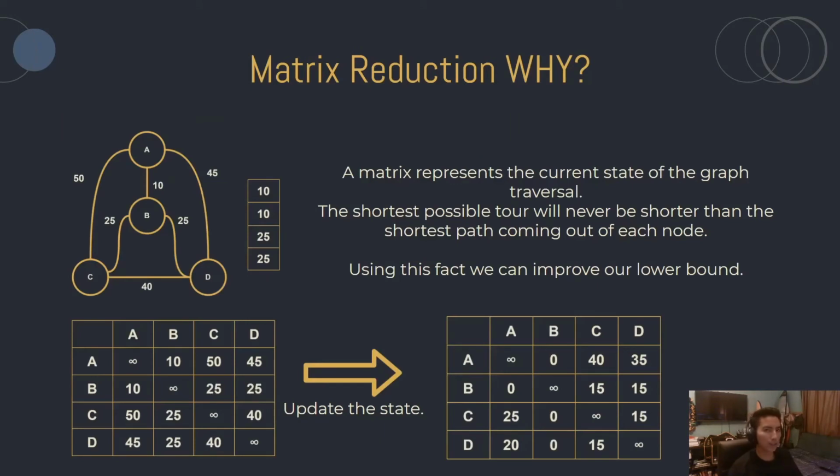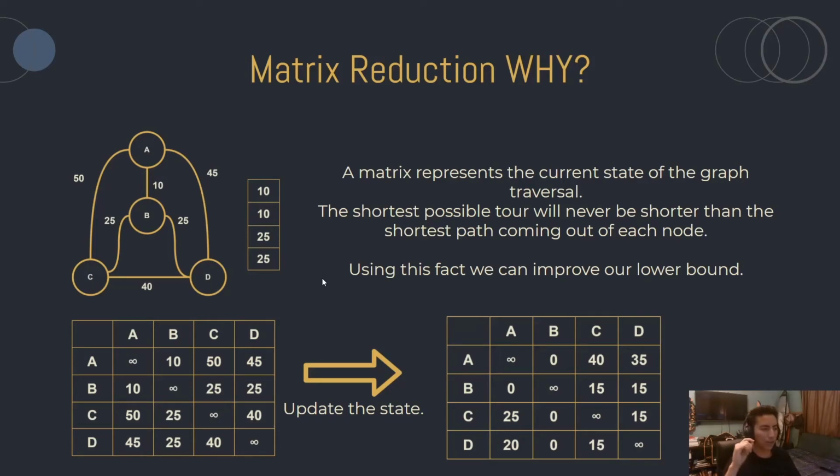Okay, so if you're anything like me, you're probably wondering why are we doing matrix reduction? Why are we encoding a matrix in the first place, right? And the reason is pretty much if you start from A, the shortest possible path you can go to is B. And if you start from B, the shortest path you can possibly go to is A. And the shortest path from C is B, and D is B, right? Those are basically the paths that we're storing here, right? We stored 10 for both A and B, and we stored 25 for both D and C, right?